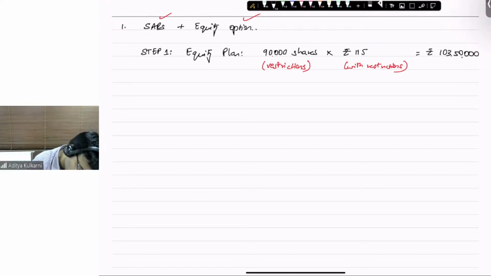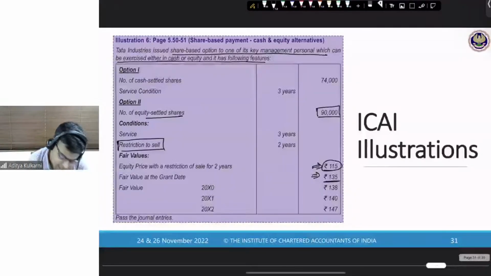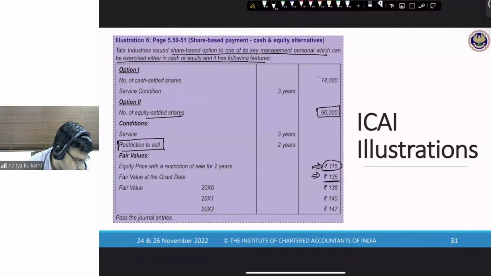Okay. Step 2. Sir, I am also getting a SAR, no? Yes, it is either this or that. So I'm having a cash plan as well. What does my cash plan entitle me? It entitles me to 74,000 cash settled shares. And this is a free plan. Bhai, aapko cash mil gaya. You get the cash. You are free to use it as you want. Okay, so 74,000 will be the freely priced option of 135.